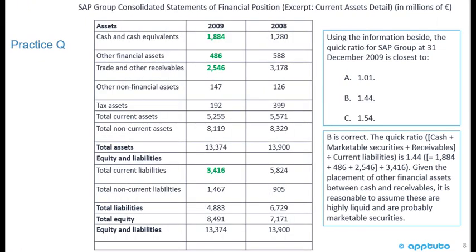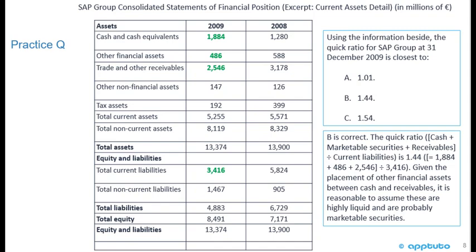The quick ratio is cash plus marketable securities plus receivables divided by current liabilities. And so we can see I've highlighted in bold green cash and cash equivalents, 1884, plus other financial assets, 486, plus trade and other receivables, 2546. That's our numerator. We're going to divide that by the denominator of 3416.